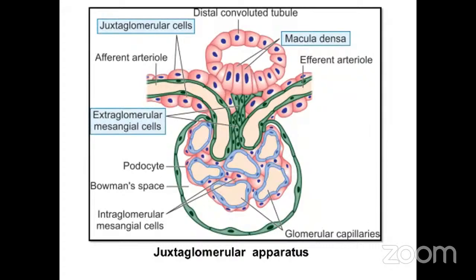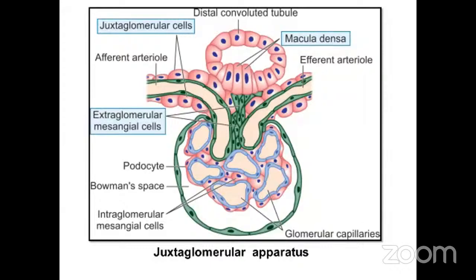Next are the mesangial cells, or the lacis cells. The angular part, which is formed by the afferent and efferent arterioles, contains these cells. They are called the mesangial cells or lacis cells, and also the extraglomerular mesangial cells. Then there are the intramural capillaries present in the mesangial space, with the endothelial lining of the glomerular capillaries.